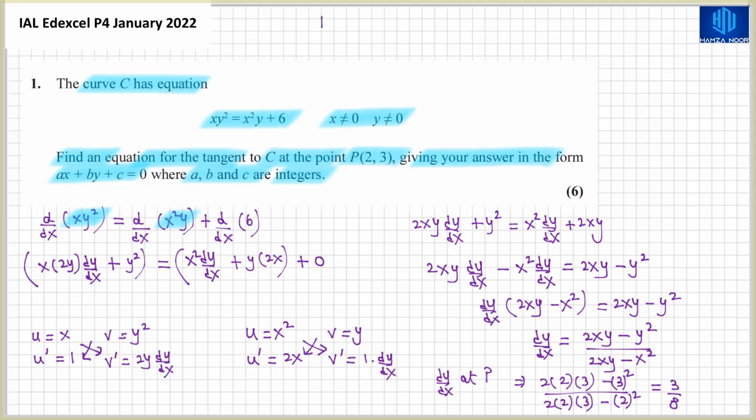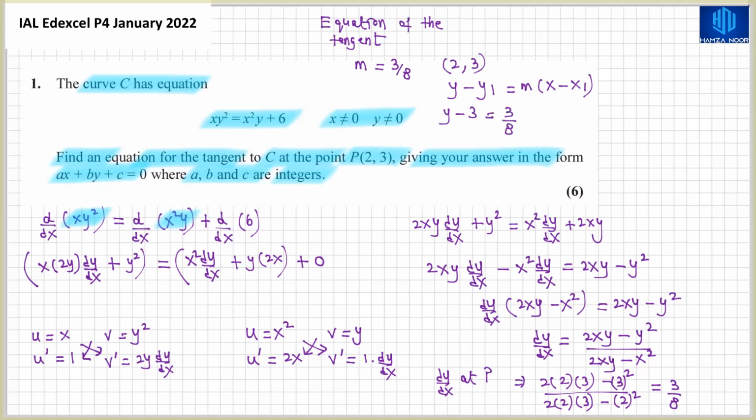So now I'm going to find the equation of the tangent, and I'm continuing the working on the top. When we want to find the equation of the tangent at the point P, this means that we need to find the equation of a straight line which has a gradient of 3/8, and it passes through the point P, which is (2, 3). So therefore, y − y1 = m(x − x1). So y − 3 = 3/8 multiplied by (x − 2).